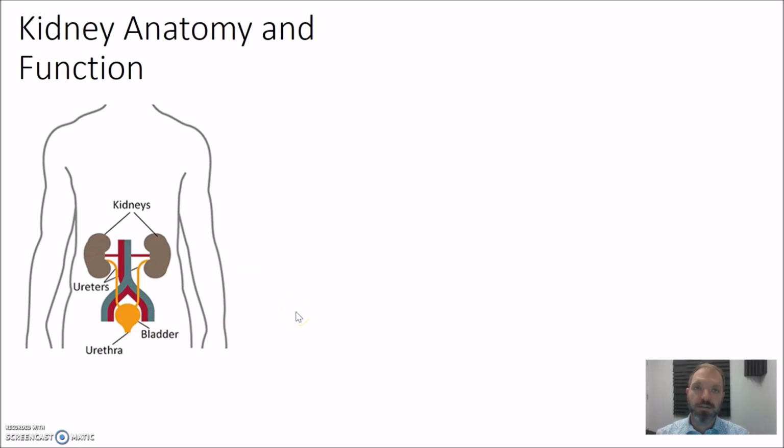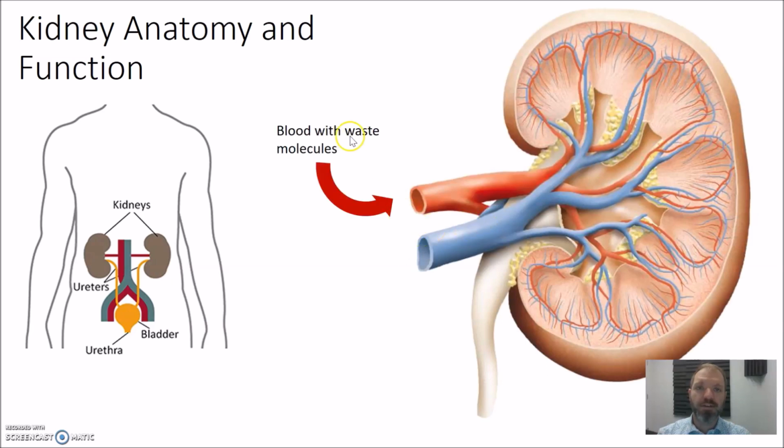Their function is to filter the blood, to take out impurities such as urea and excrete those as waste products in urine. So blood with waste molecules needs to come in, and then through the process of filtration through small tissues called nephrons, which I'll show you in a minute, those waste particles are removed, and then the clean blood exits. And the waste particles are collected through collecting ducts into the ureters as diluted waste, which are then expelled.